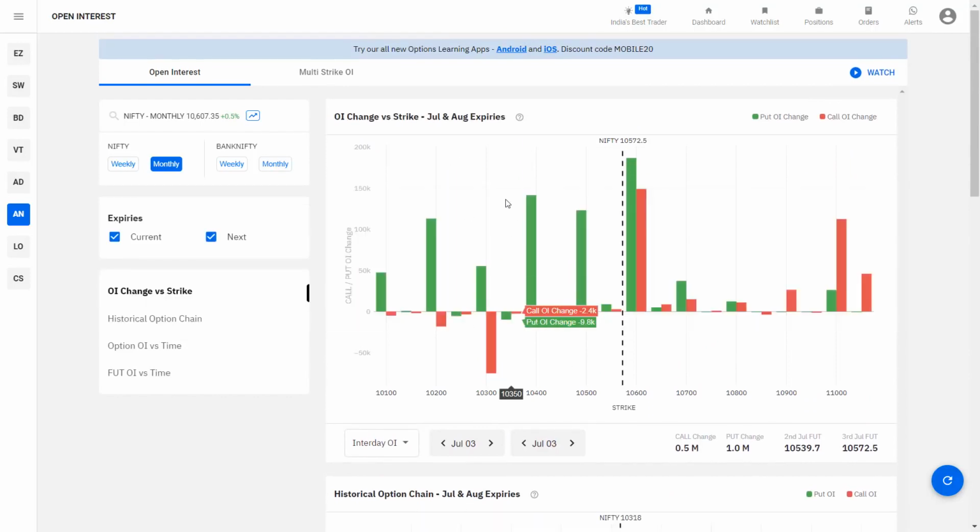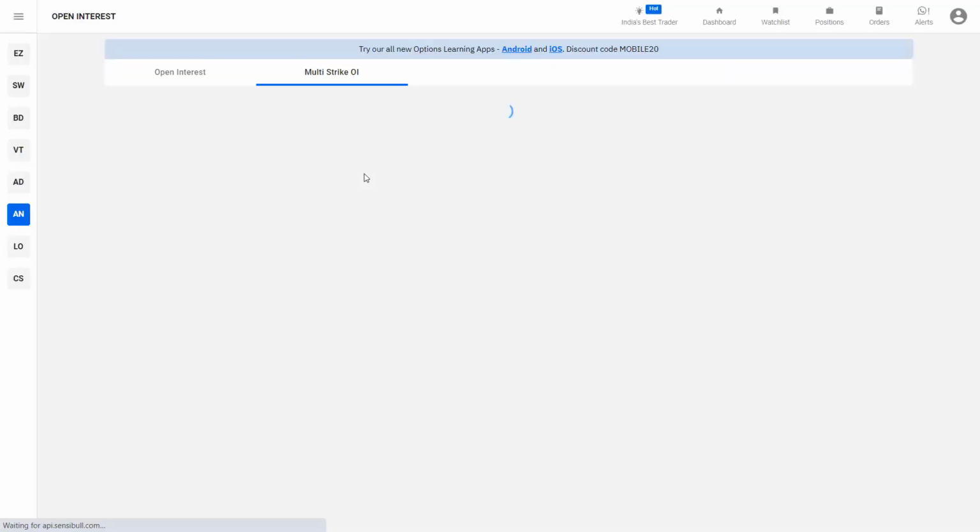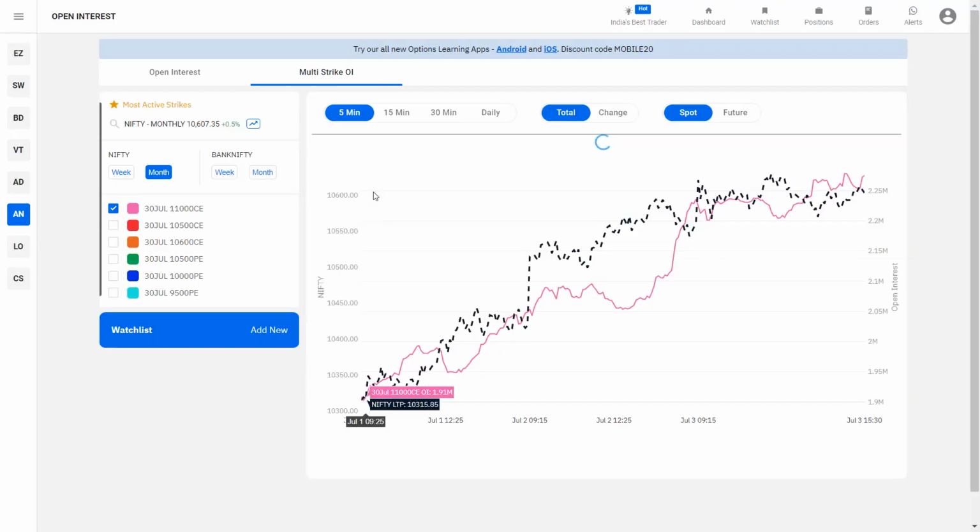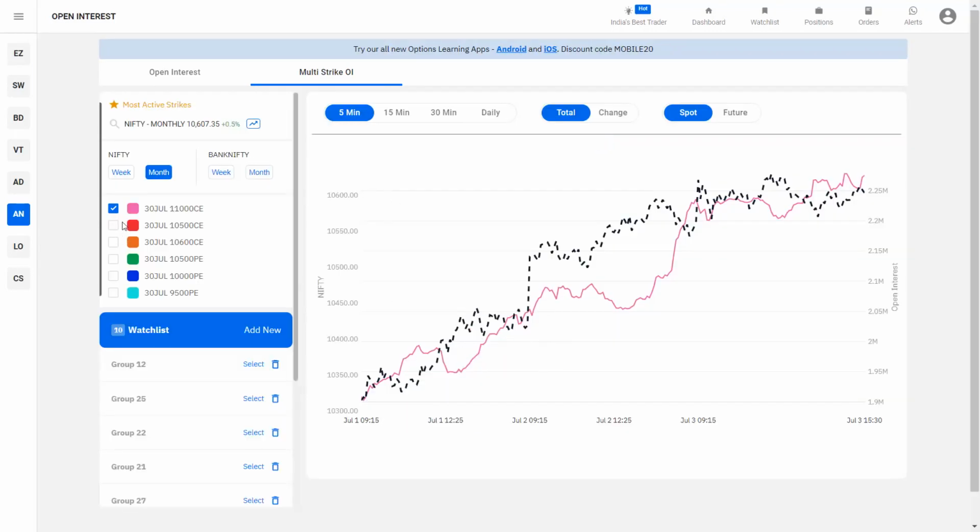Another interesting thing we have done is we give you a graph where you can look at the intraday changes of open interest in this format. So this is called the multi-strike OI analysis. We have almost real-time data on this. So you can see this, right? By default, it loads the most active option contracts. So let me load Nifty weekly options.